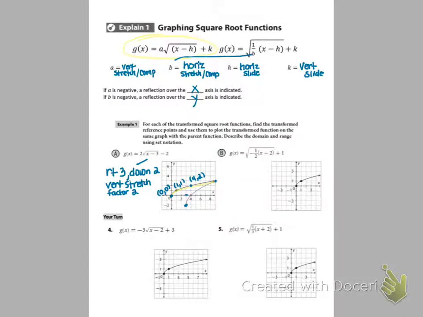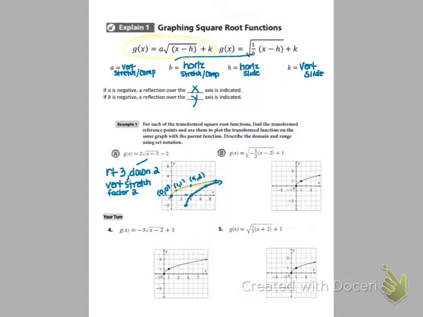Now normally from that point, as you can see right up here, we would go to the right 1 and up 1, and then to the right 4 and up 2. But now because we're doing a vertical stretch of factor 2, if we went right 1, we'd have to go up 2, and that's where this point is. And if we wanted to go right 4, 1, 2, 3, 4, we normally would go up 2, but now we're going to go up twice that, which is 4. 1, 2, 3, 4, and that puts us at that point there. And that gives us enough points to get a nice shape of that graph.